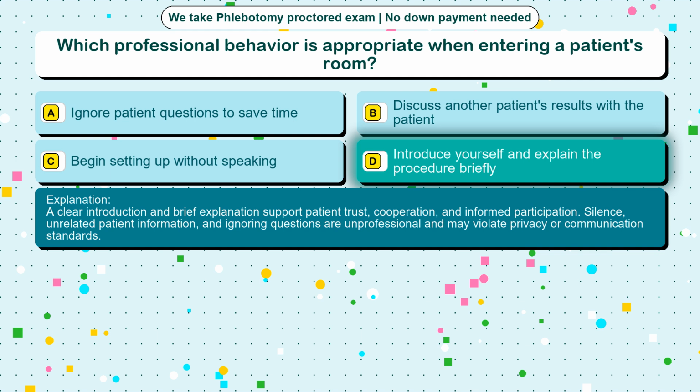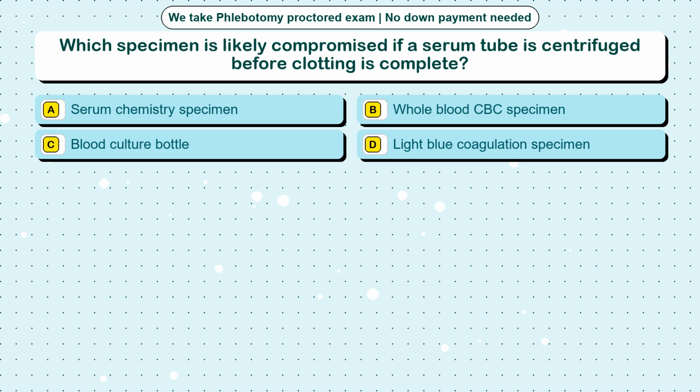A clear introduction and brief explanation support patient trust, cooperation, and informed participation. Silence, unrelated patient information, and ignoring questions are unprofessional and may violate privacy or communication standards. Question 7. Which specimen is likely compromised if a serum tube is centrifuged before clotting is complete?